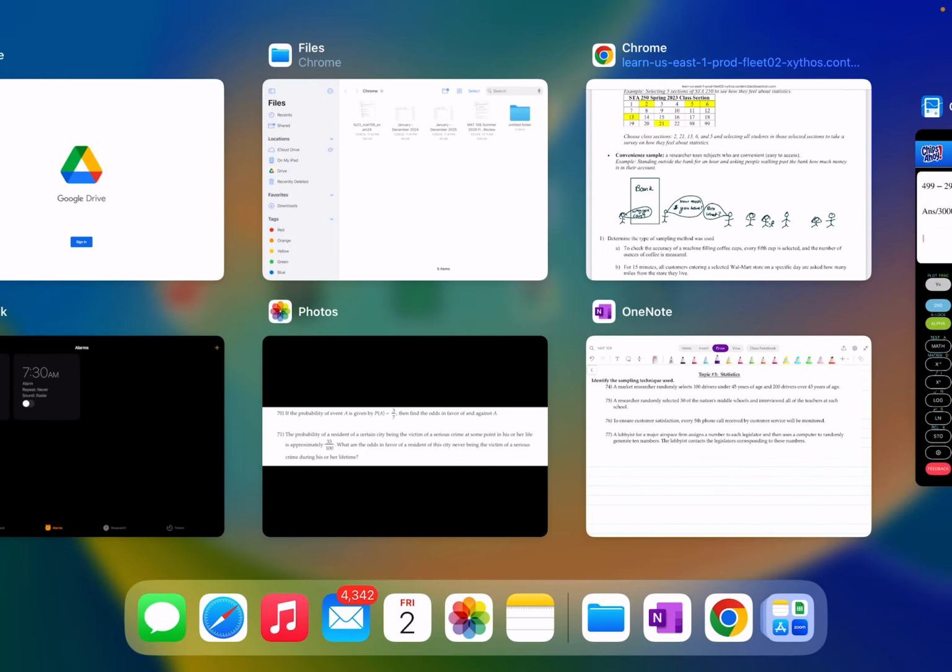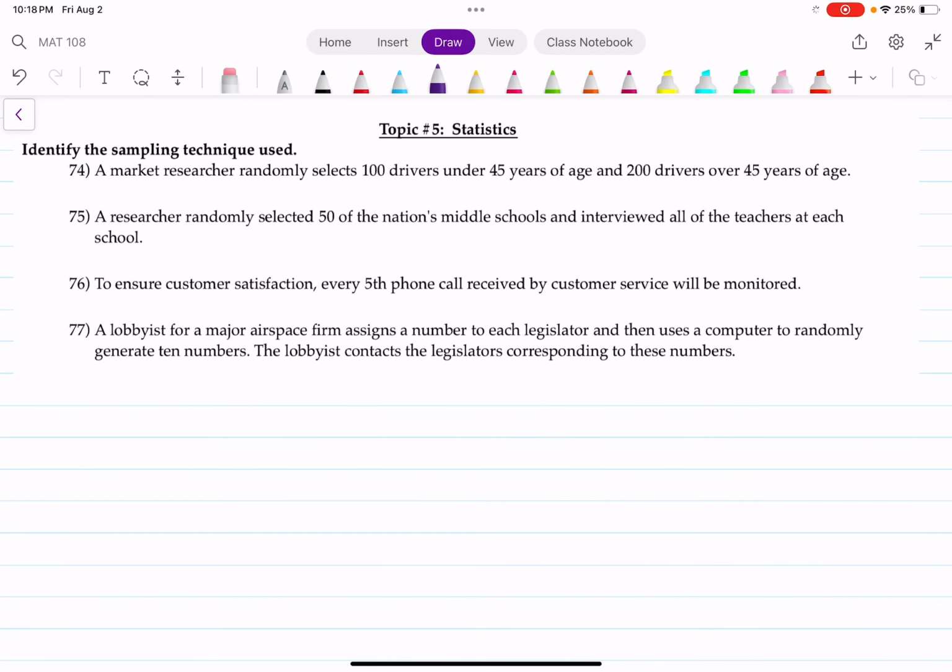So with that said, we're now going to answer the questions. Identify the sampling technique used. 74. A market researcher randomly selected 100 drivers from under 45 years of age and 200 drivers over 45 years of age. Small caveat, we're not including the age of 45. So the age of 45 is excluded. Regardless, this is going to be a stratified sampling.